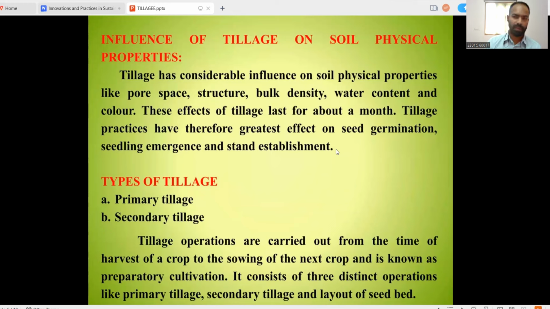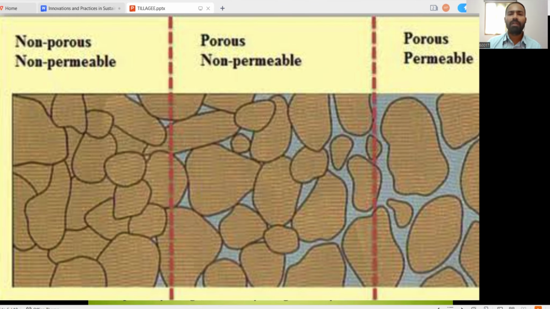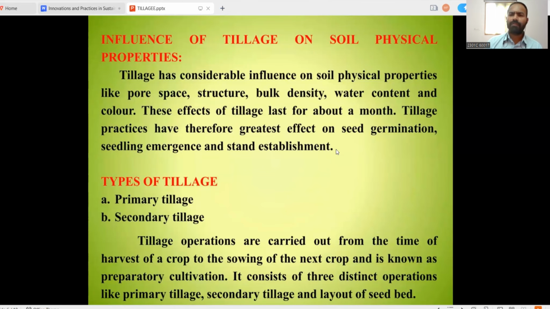What is the influence we have seen here? Tillage has considerable influence on physical properties like pore space. Pore space, as we have seen before, what is the benefit of pore space? It is for movement of air and water. And also structure, bulk density, water content, and color. This effect of tillage will last only for about a month, because after that the soil will again become compact, due to different mechanization.